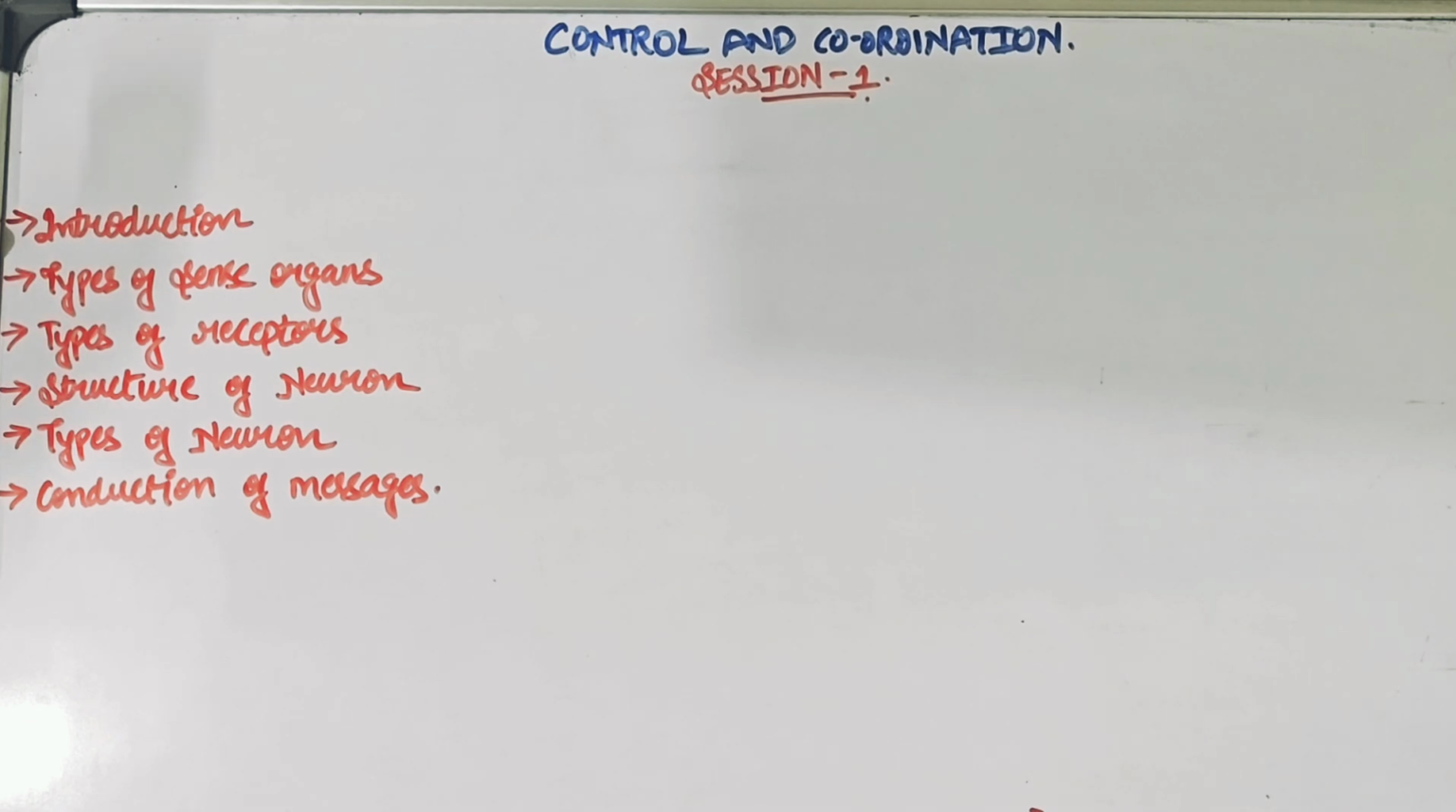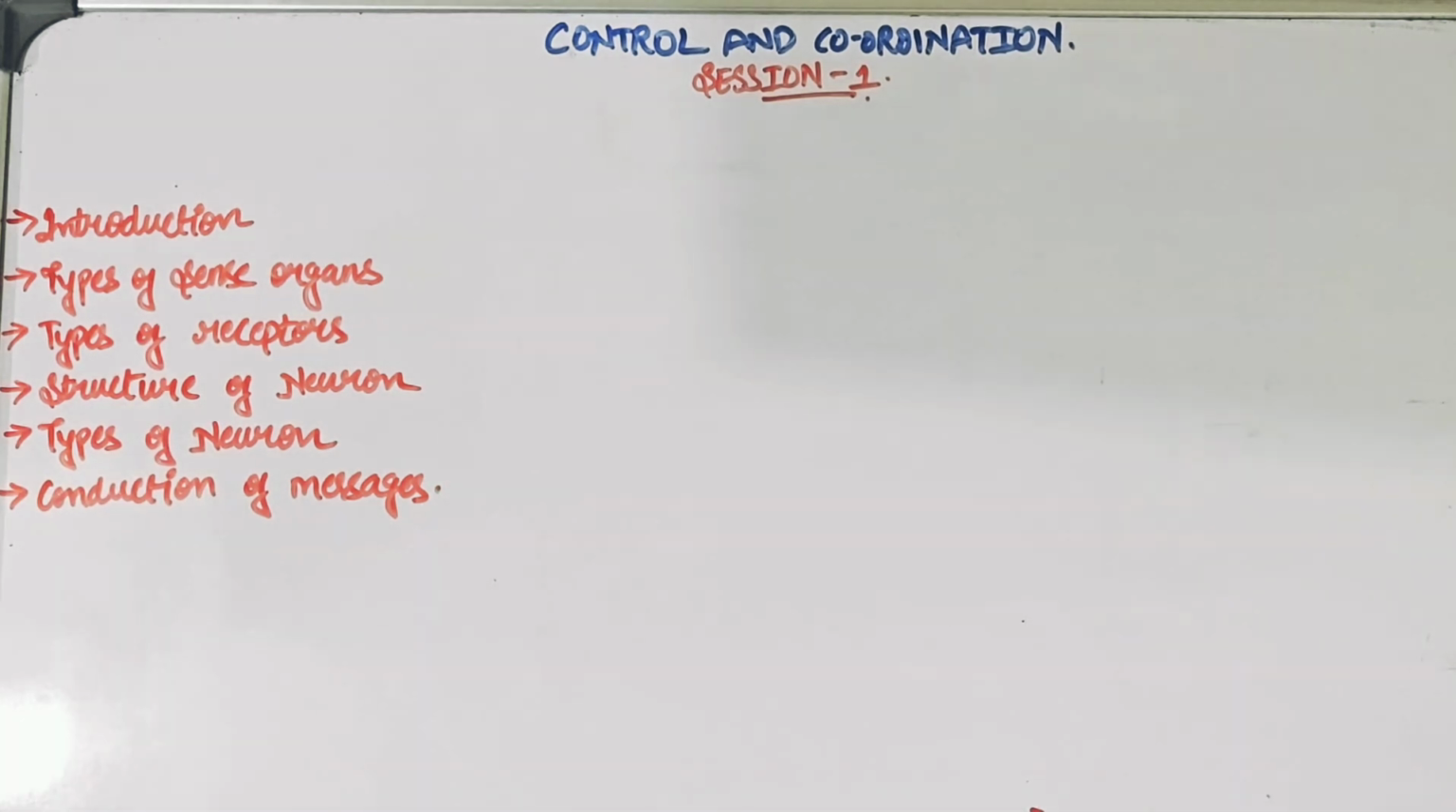Then we are going to understand what are the different types of sense organs and what are the different receptors which are associated with these sense organs in our body. Then we are going to understand the structure of a very important cell in our body, which is the neuron. Also, we are going to learn what are the different types of neurons in our body. And lastly, in the video, we are going to see how the messages or the information gets conducted or transferred in our body from one part of our body to the other.